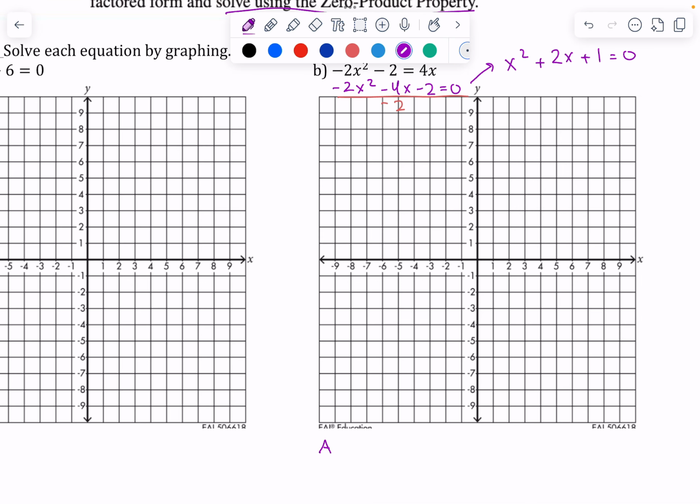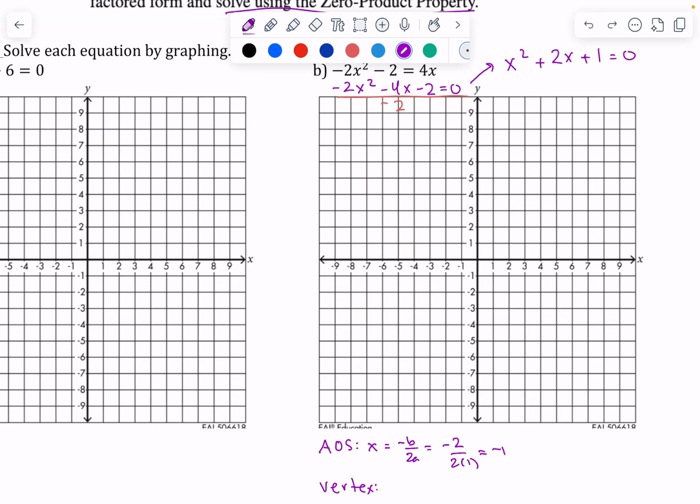So axis of symmetry, we do x equals negative b over 2a. So you would have negative 2 over 2 times 1. So this is just going to be negative 1. Now that I have that, I have to plug it back into the equation. You could plug it in here. You could plug it in here.